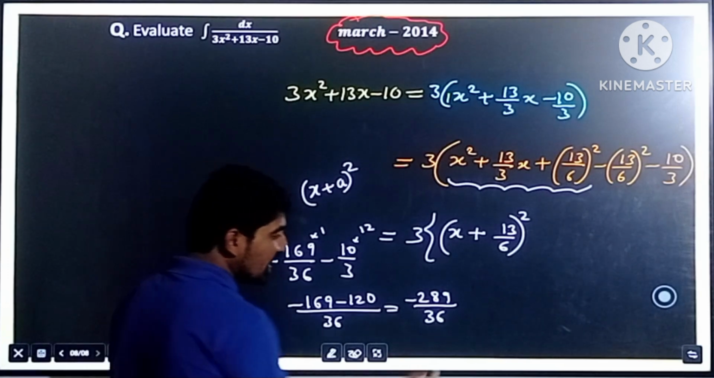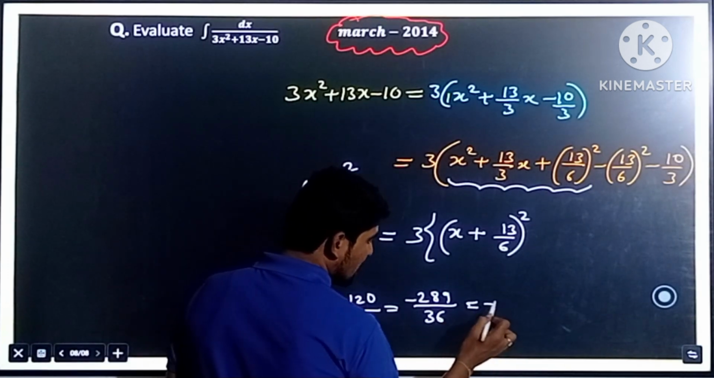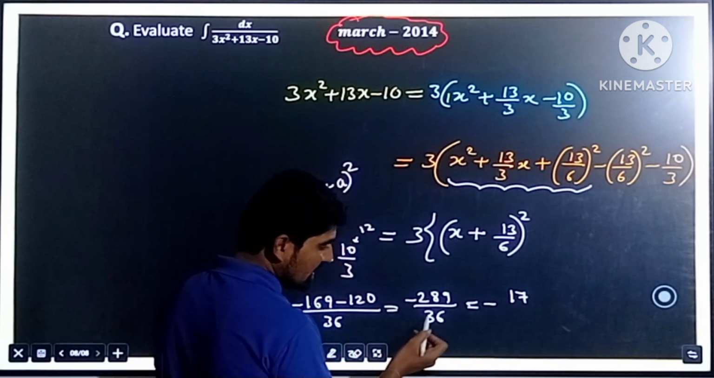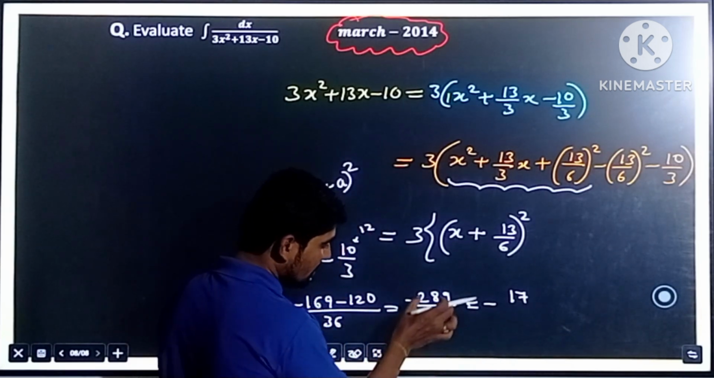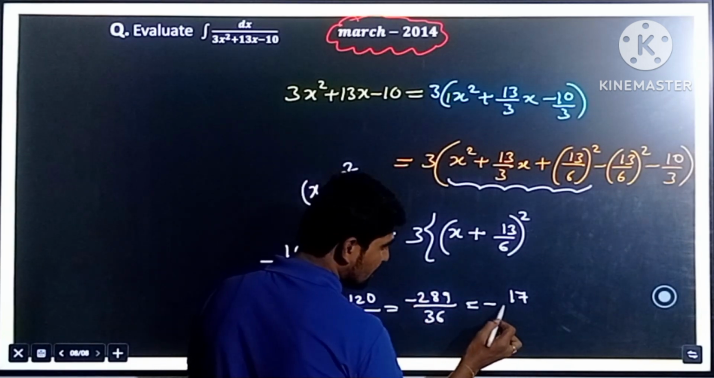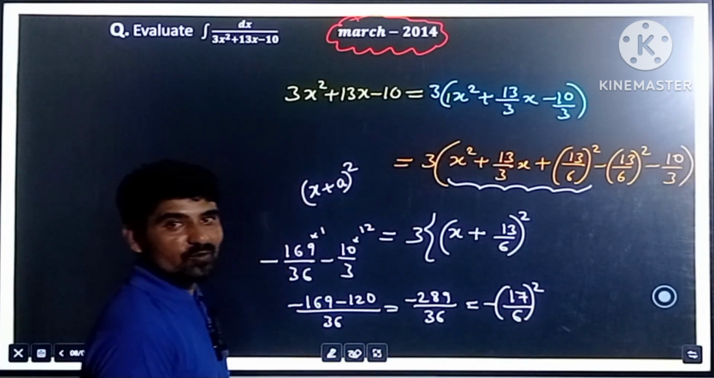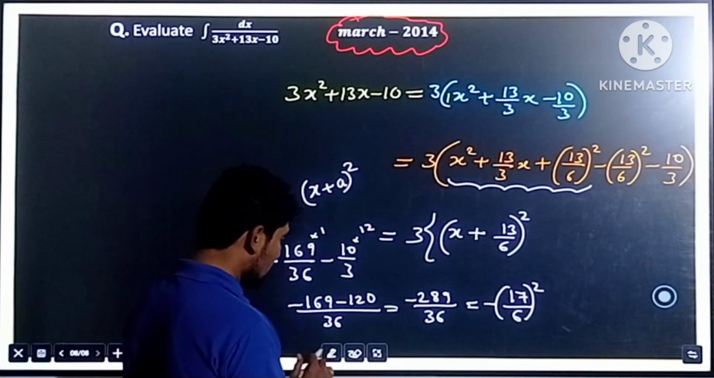Now we know that 289 is the square of 17 and 36 is the square of 6. Therefore, 289 by 36 can be written as 17 by 6 whole square. I hope all of you are understanding. Now observe here.